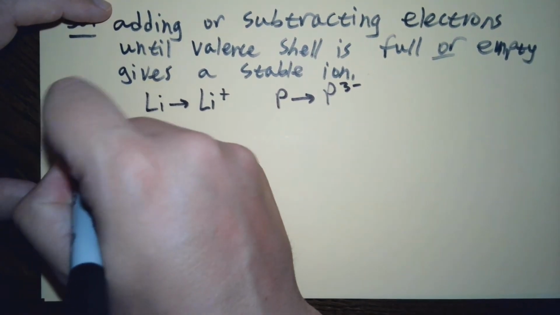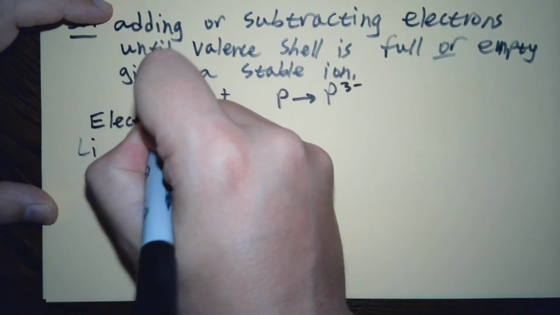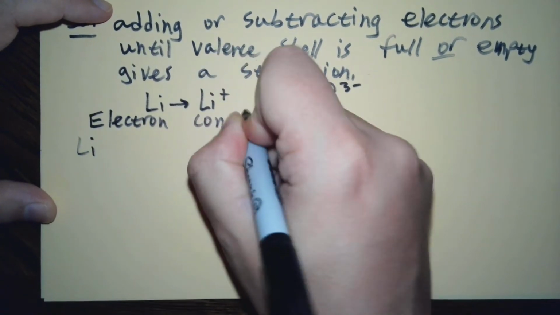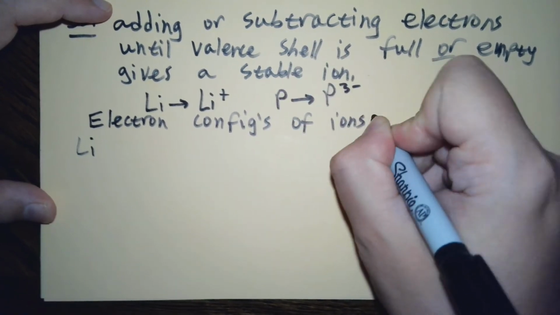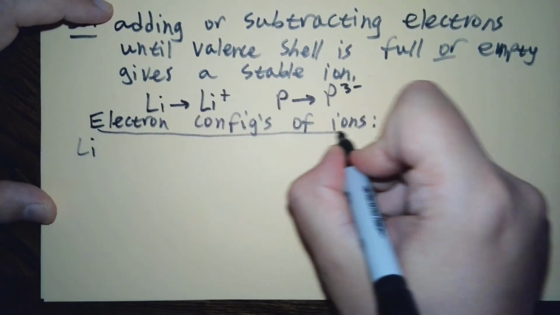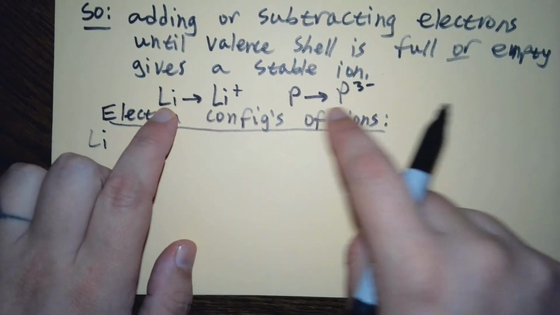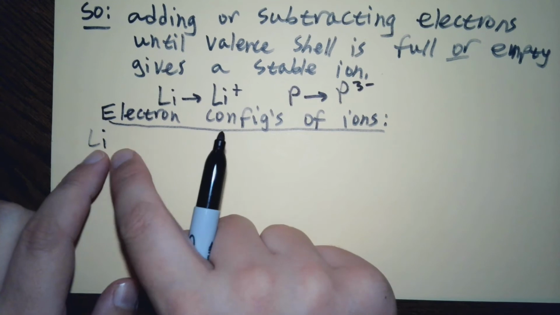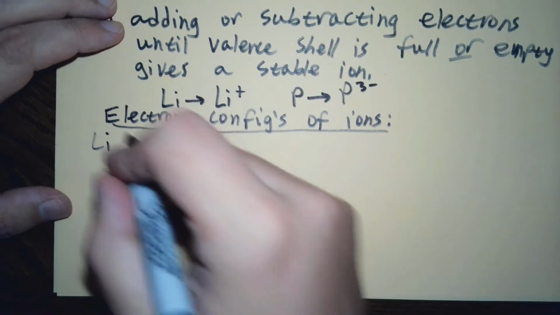So just to be clear, we're going to talk about electron configurations now of our ions. So we're talking about the same topic, but from a new perspective. We're not just talking about how many electrons are gained or lost, but where do they come from? Where do they go to? That's what we're going to talk about now.